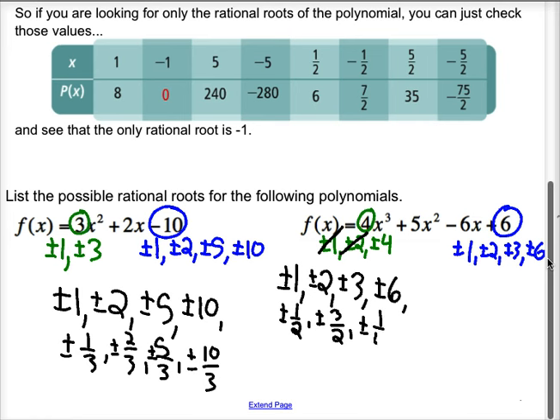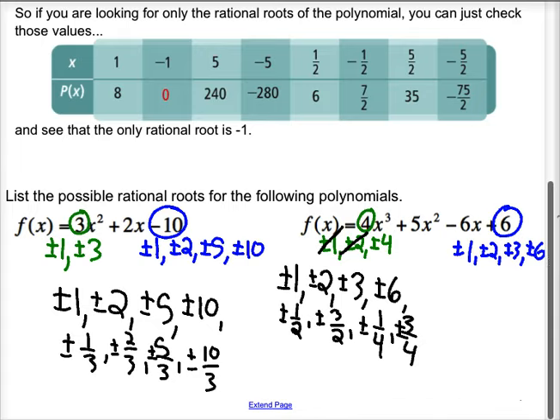I have 1 divided by 4. 2 divided by 4. Well, 2 divided by 4 is 1/2. Again, it's one that we already have, so I'm not going to put it on our list again. 3 divided by 4. And then 6 divided by 4. Well, 6 divided by 4 is the same thing as 3/2. So again, I'm not going to list the same thing multiple times because that would just get repetitive. So that is my list for that polynomial of all the rational zeros. So if there is a rational zero, it must be one of the numbers on that list.